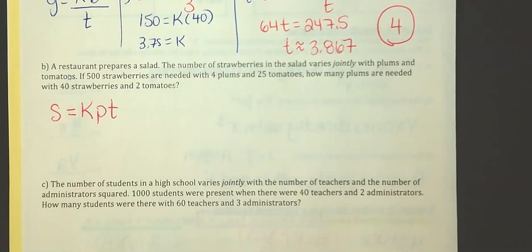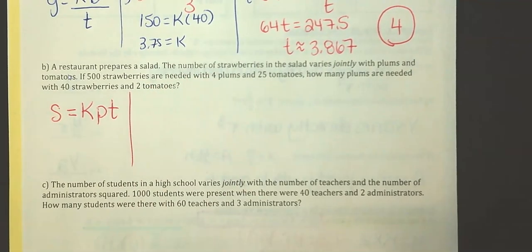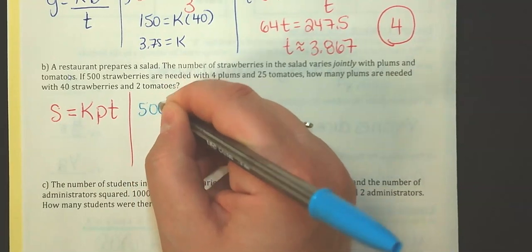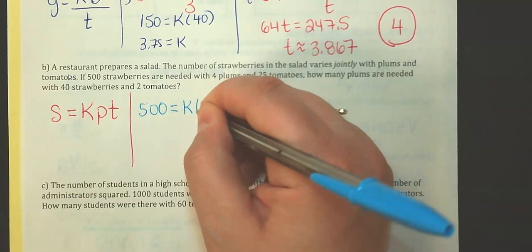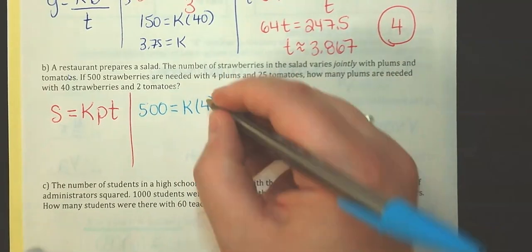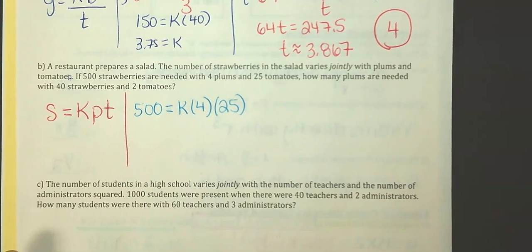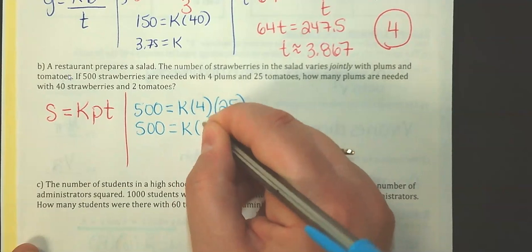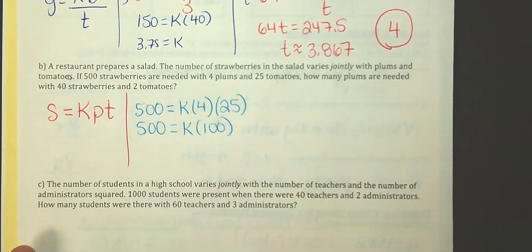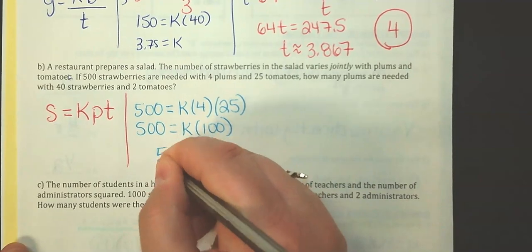Okay, then they're going to give us just enough information to figure out our constant of variation here. So they say we got, holy cow, 500 strawberries, this must be a huge salad, are needed if we have 4 plums, so I'm going to put that in for P, and 25 tomatoes. Now, if you simplify that just a teeny tiny bit, 4 times 25 is just 100. So if I'm trying to get my constant there, I just have to take 500 divided by 100, so that's just going to be 5.